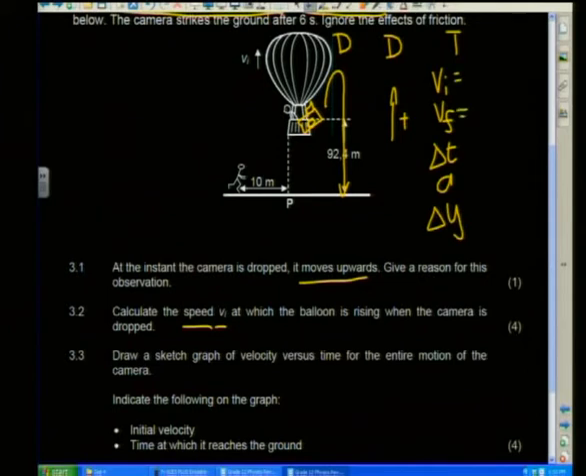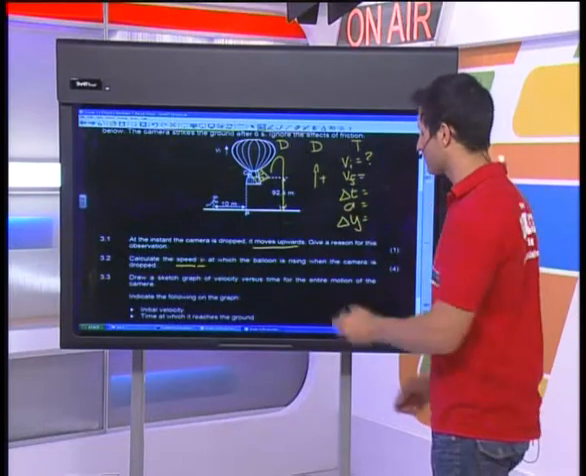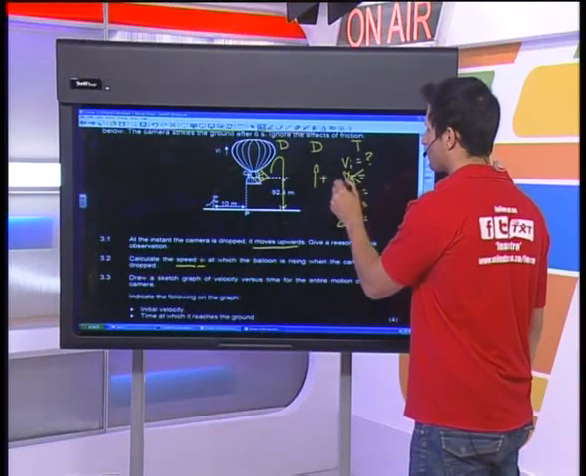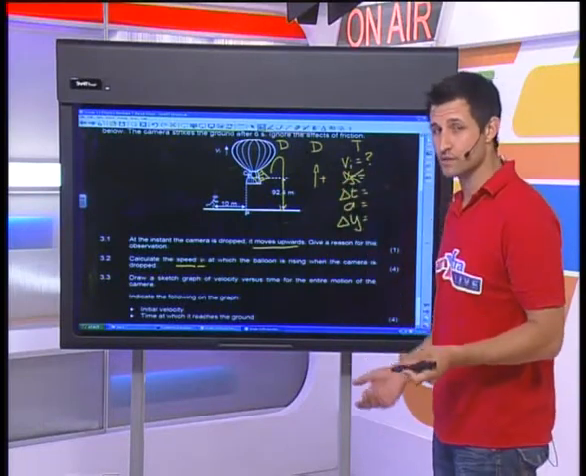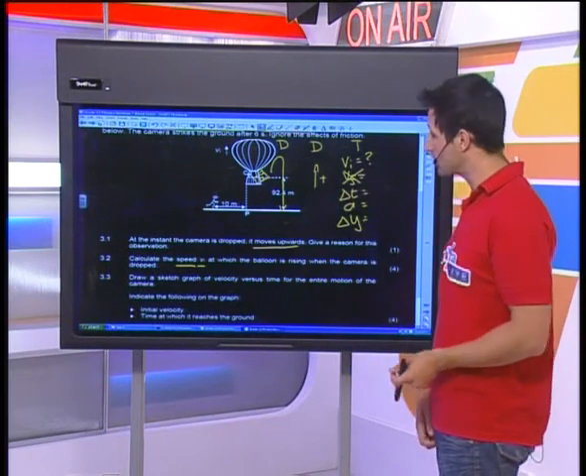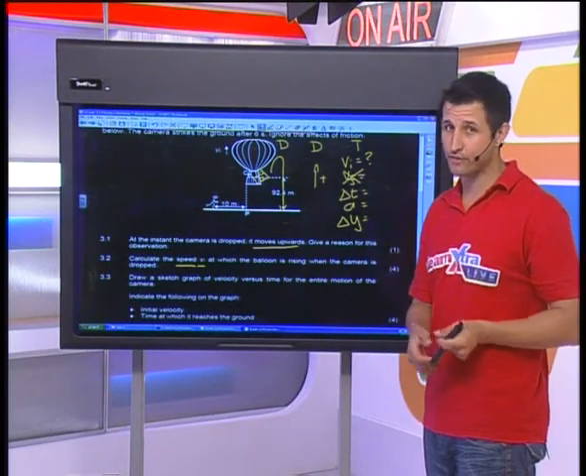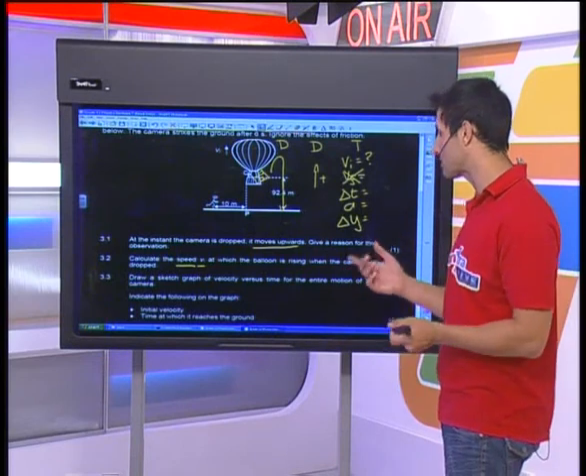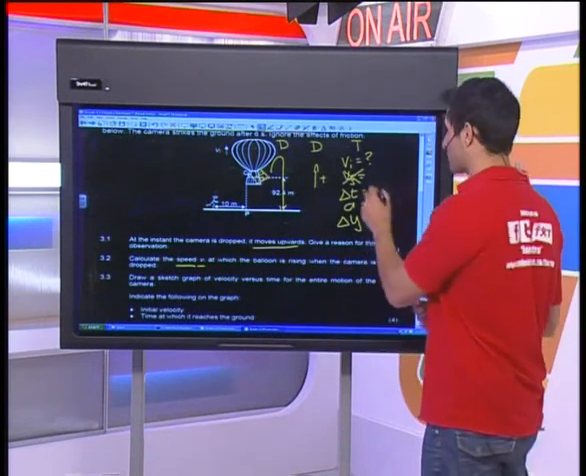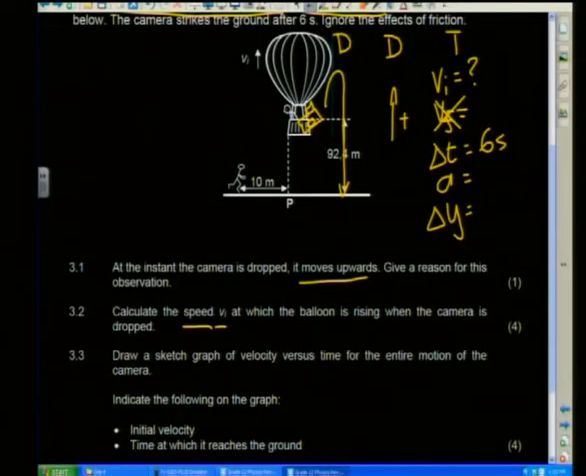So my initial velocity, which I'm looking for, let's make a shopping list. Let's see what I got. My V initial, that's the question mark. That's the one that I'm after. My final velocity, I don't know, and I don't actually care because they didn't ask me. So temporarily I can cross VF off my list. I don't know how fast it hit the ground, and they didn't ask me, so I can ignore it for now. However, they did tell me that the time was 6 seconds.